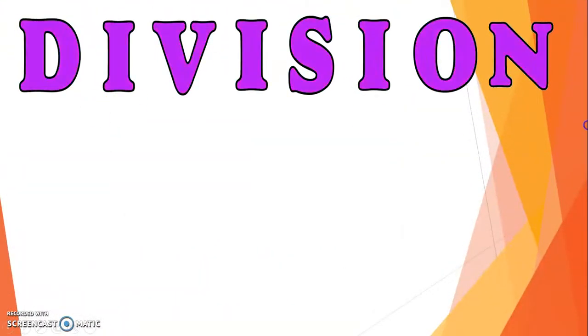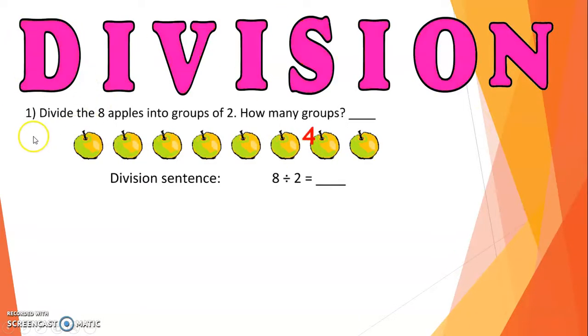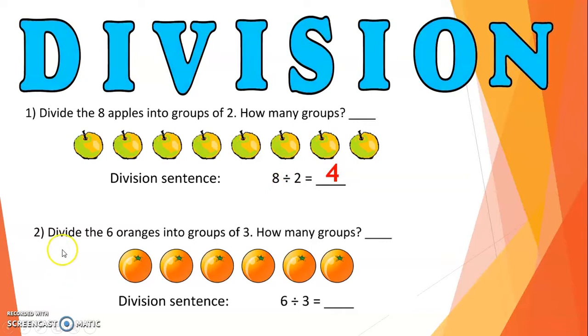Let's go for division. So example number 1. Divide the 8 apples into groups of 2. So how many groups? So let's count the apples first. 1, 2, 3, 4, 5, 6, 7, and 8. So we are going to divide it in groups of 2. So 8 divided by 2 is equals to 4. Very good.